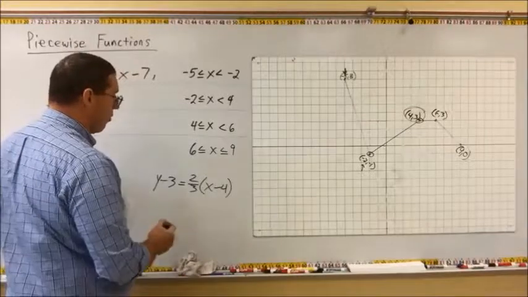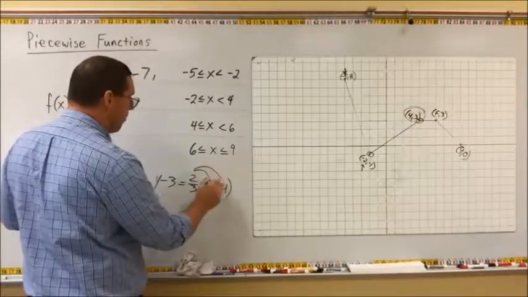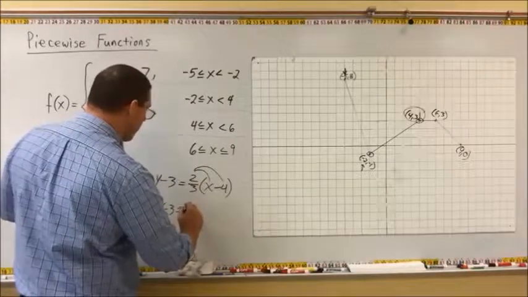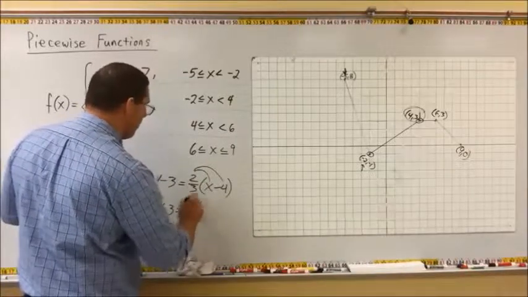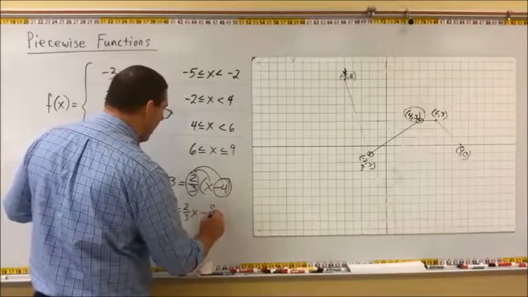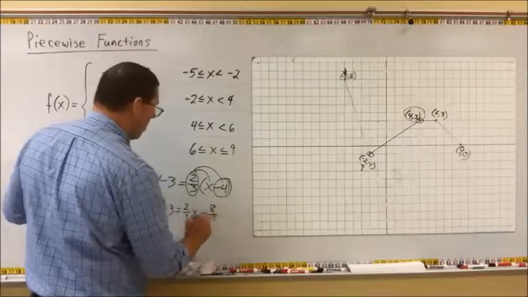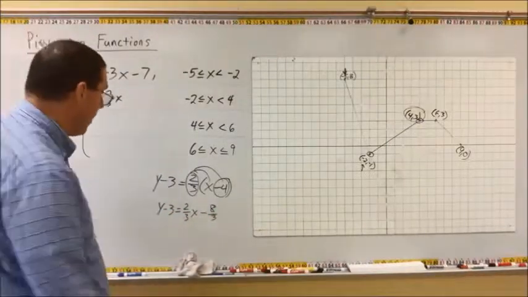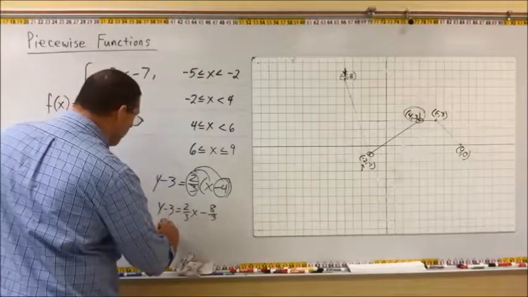Now, to turn it into slope-intercept form, I'm going to distribute my slope. So I'm going to have y minus 3 is equal to 2/3 times x, which is 2/3 x, and 2/3 times -4 is -8 over 3. That may look a little messy, but you can deal with fractions. It's not that bad. Now we're going to add 3 to both sides.